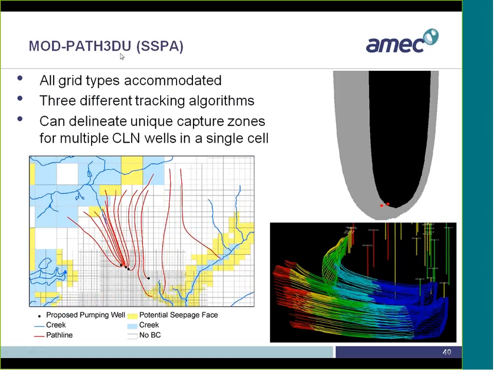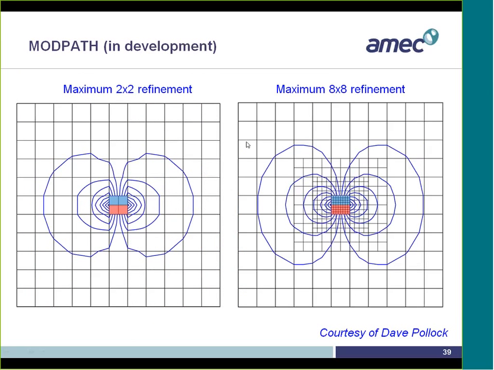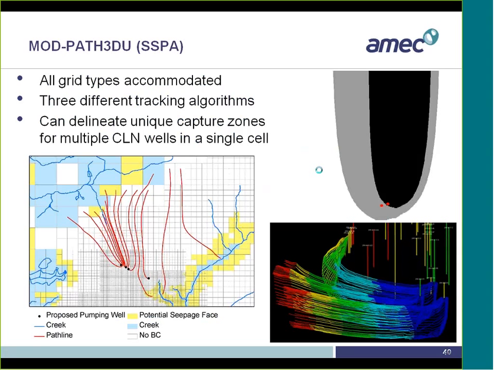ModPath 3DU from SSPA is either already available or very, very close to it. All grid types are accommodated, while I should have mentioned that Dave is working on these rectangular type grid structures, so essentially nested grids or quad tree or layer structured or those rectangular grids I mentioned earlier. This can accommodate all types of grid structures. There are different tracking algorithms and can delineate unique capture zones for multiple CLN wells in a single cell.